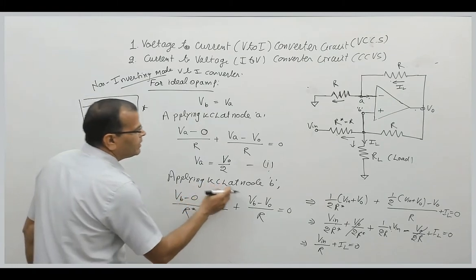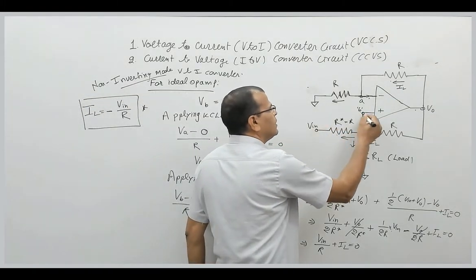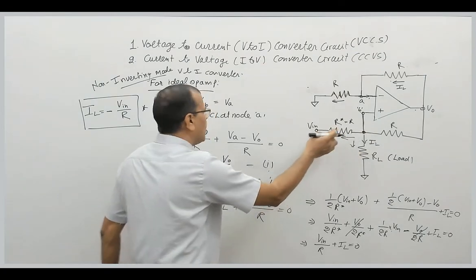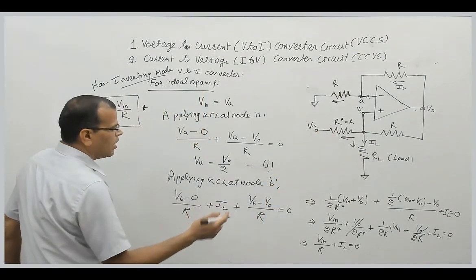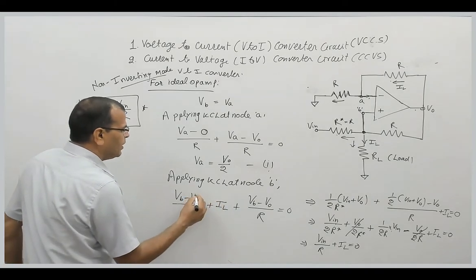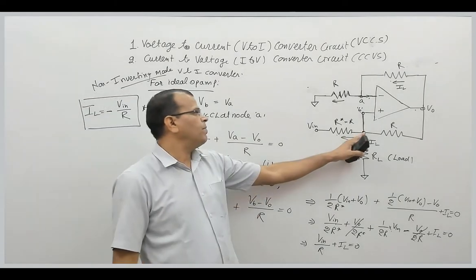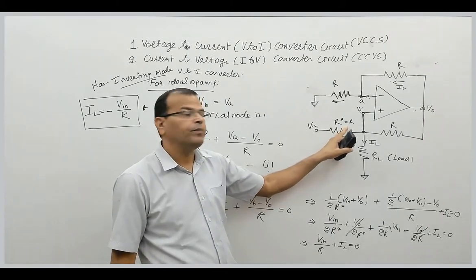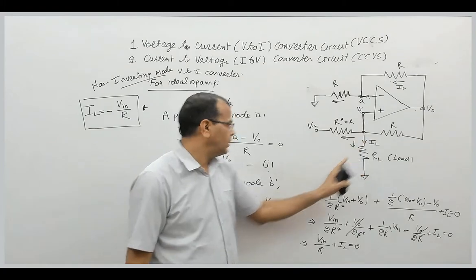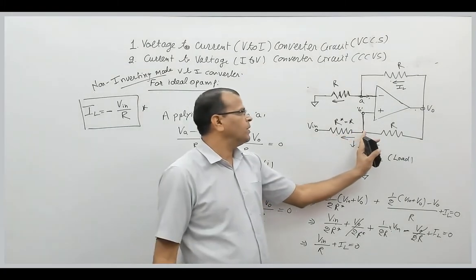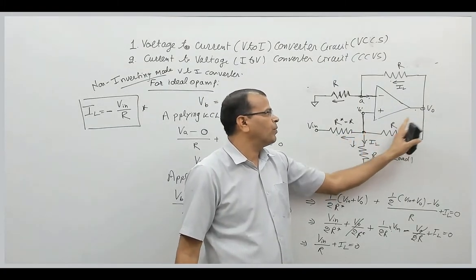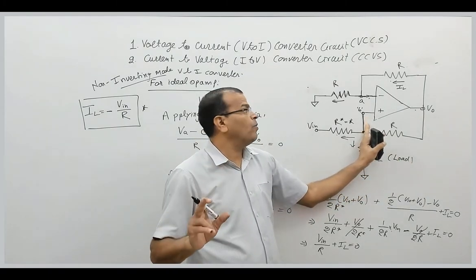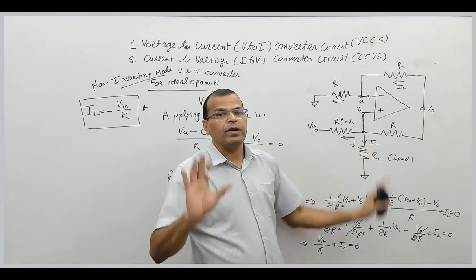Now apply KCL at node B. What will be the current in this branch? (VB - Vin)/R. I will not mention R star, that is R only. Then what is the current in this branch? IL. What is the current in this branch? (VB - V0)/R. Current in this branch is 0 for an ideal op-amp. Current entering the non-inverting terminal is 0.